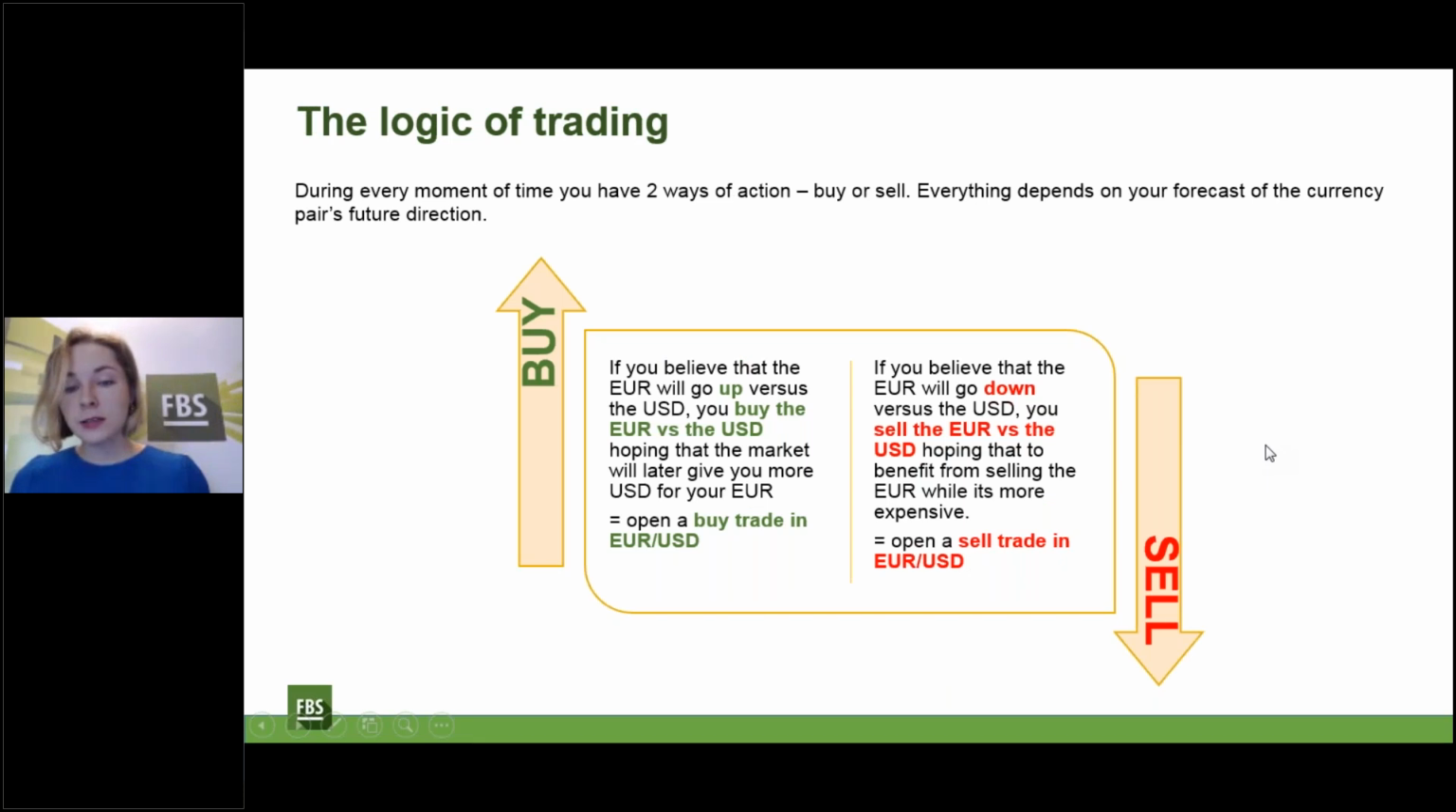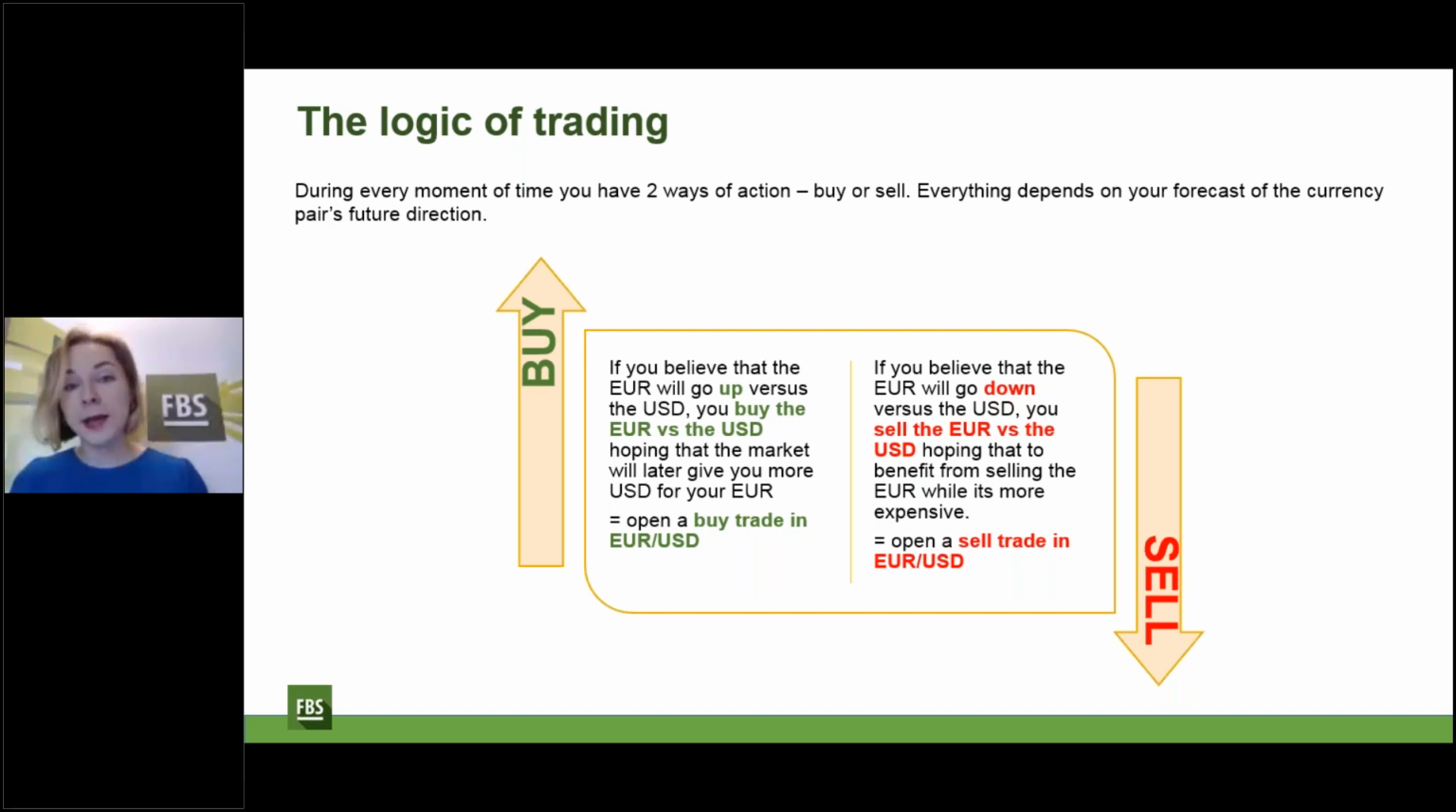The logic of trading is also not really hard to grasp. You can just regard the thing as maybe a stock or an asset, which is represented by the currency which stands in the first place in the currency pair. So if we have euro dollar, and we believe that the euro, the currency in the first place, will go up versus the USD, then there is sense for us to buy the euro now in order to make money on the fact that later we will get more dollars for this 1 euro. As a result, we open a buy trade in euro dollar.